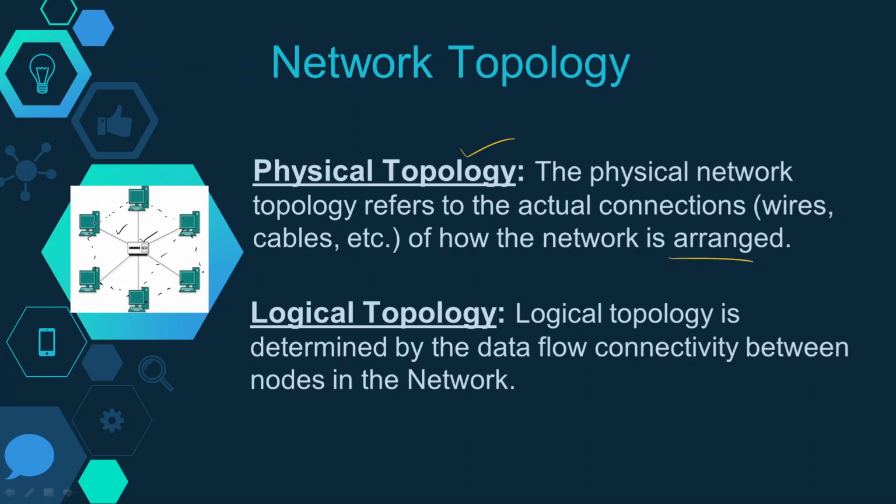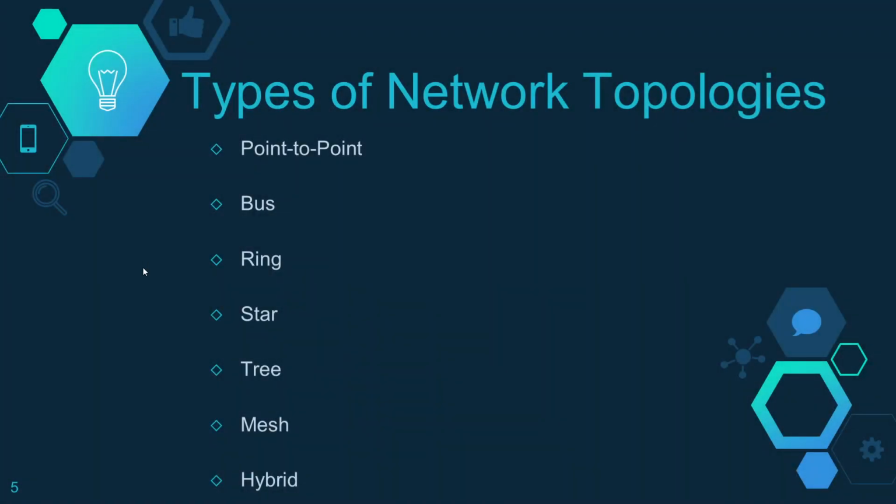And if we draw lines between them showing their connectivity, then we will come to an arrangement which is more complex than the physical, and it can be called the logical topology. Now, what are different types of network topologies? These are some of the network topologies that we will cover today.